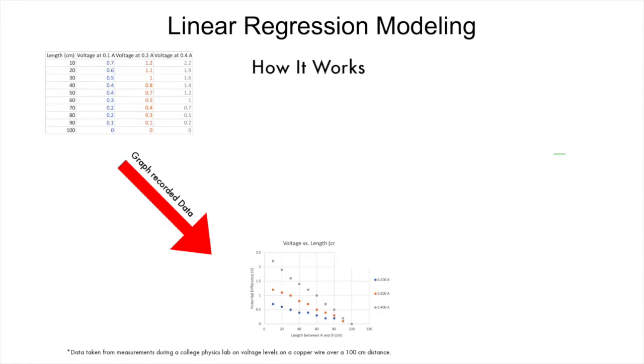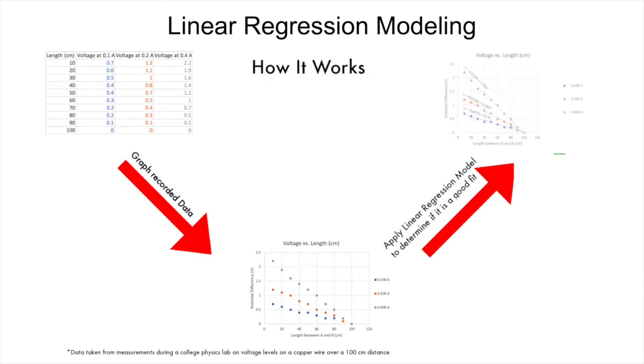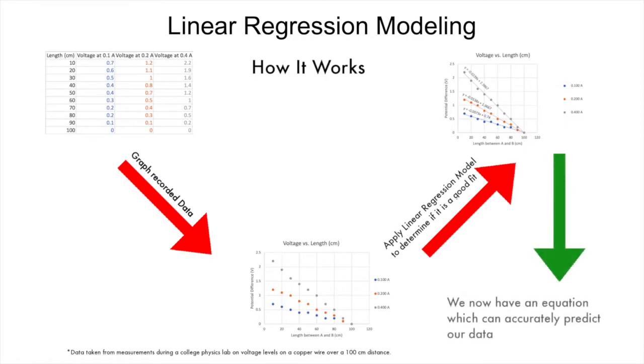Now we can apply the linear regression model found in Excel to our graph. This applies a linear equation to each of our 3 trials. Notice how each equation closely fits our data in the graph. This is an indication that this experiment is a good use of the linear regression model, and this model can be used to accurately predict the voltage levels at any point on the copper wire.